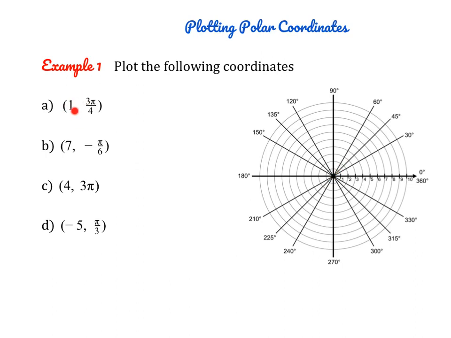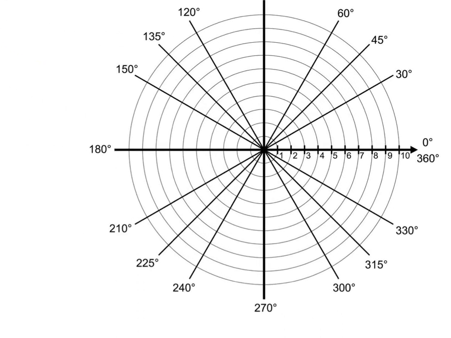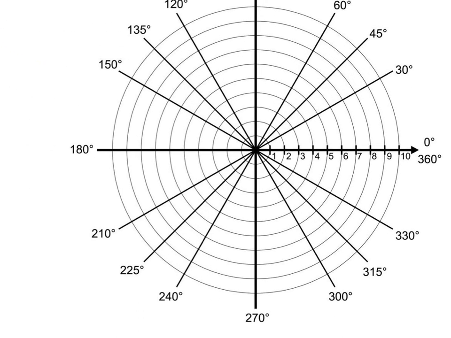So if I want to start by plotting the point 1, 3 pi over 4, first I'm going to figure out where this angle is. Remember 3 pi over 4 is right here, 135 degrees. And then 1 means I just go 1 unit out from the center, and that would be right here. It's a little bit hard to see because it's pretty close, but this value is A.